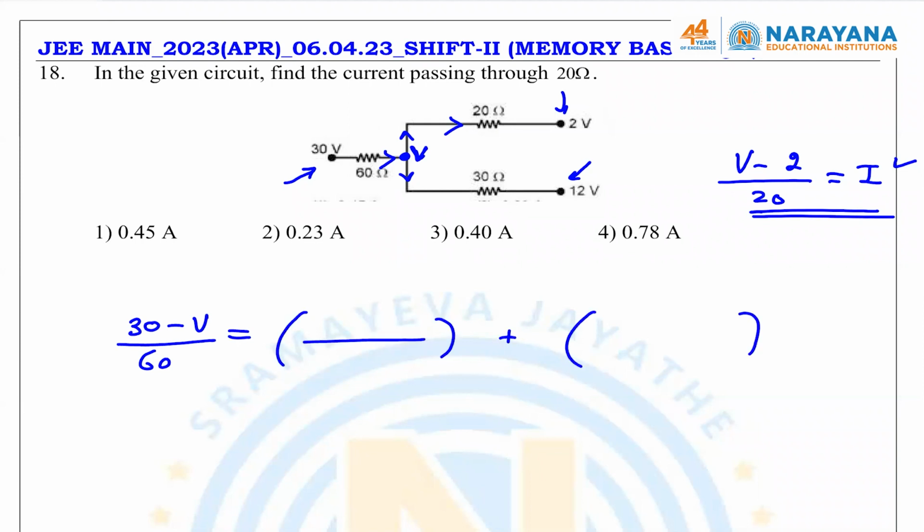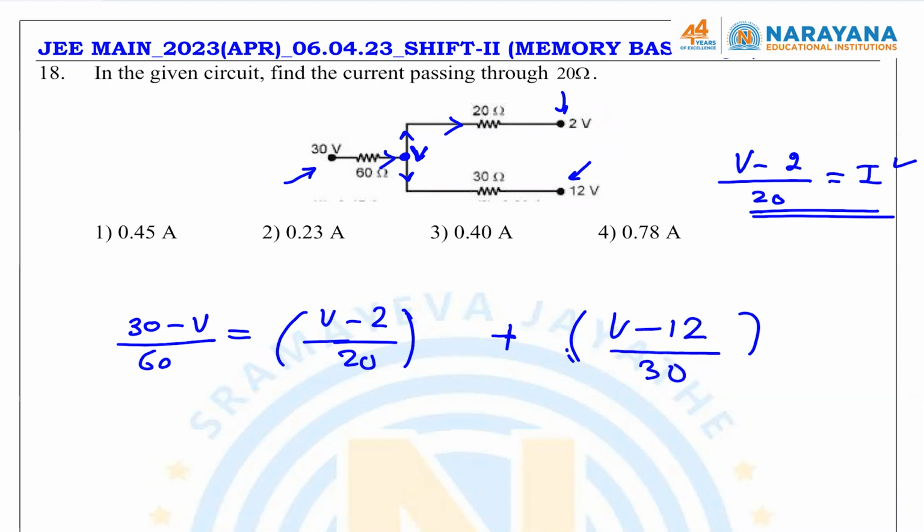Now the current going up will be the current through the 20 ohm, which is the potential difference V minus 2, divided by 20, plus the current going down, which is V minus 12 over 30, right? So we'll solve this equation for V.